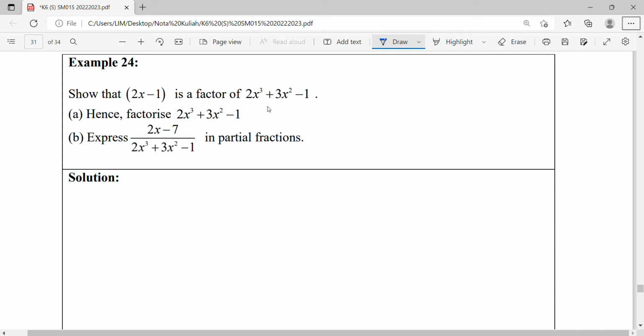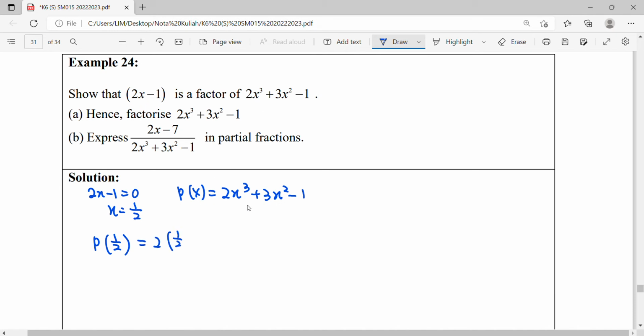So our factor here is 2x minus 1. We find out what the x value is, which is 1 over 2. So we're going to substitute into our polynomial. Let our polynomial be 2x cubed plus 3x squared minus 1. Substitute the divisor value into the polynomial, and we have to calculate.